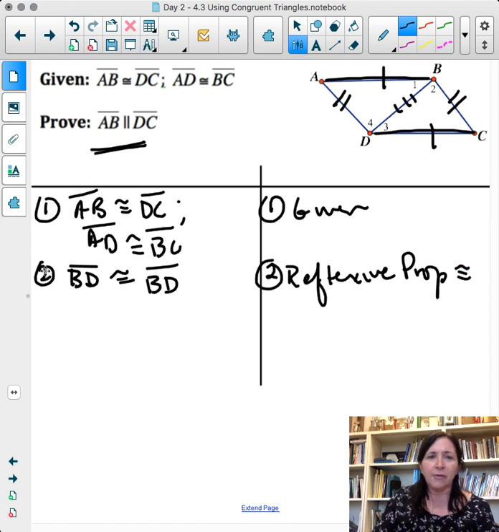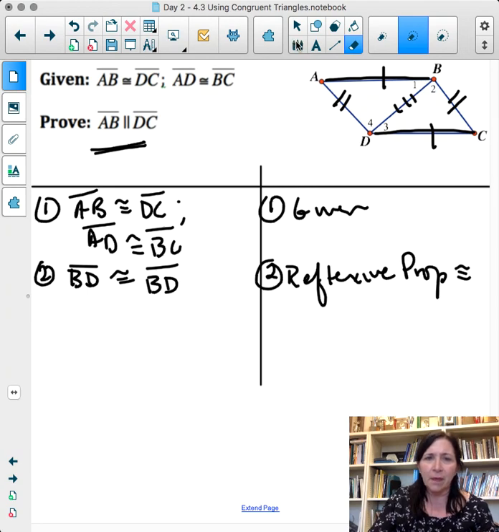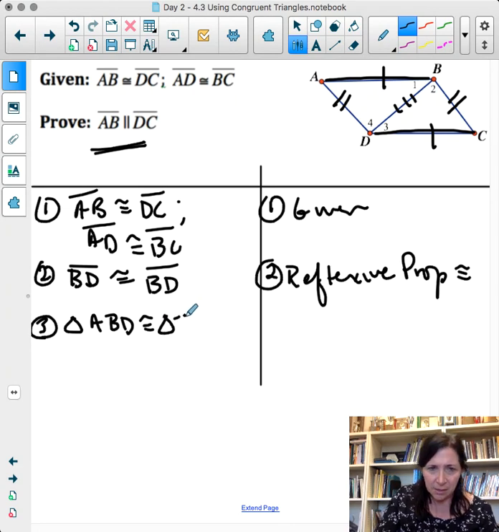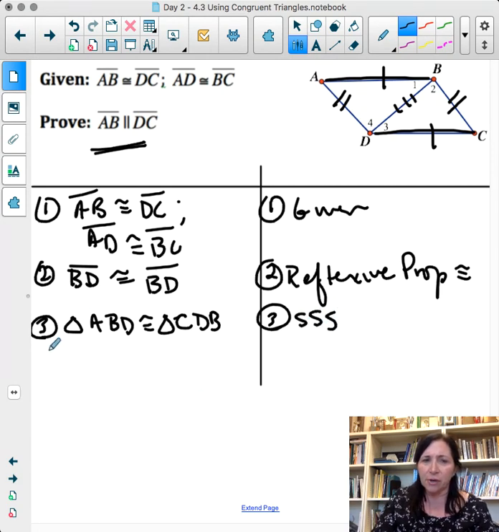All right, so now I can say the two triangles are congruent. So let me put number 3 there. For number 3, I can say that triangle ABD is congruent to triangle CDB, and that's because of side, side, side. Now, once the two triangles are congruent, all the parts are congruent.